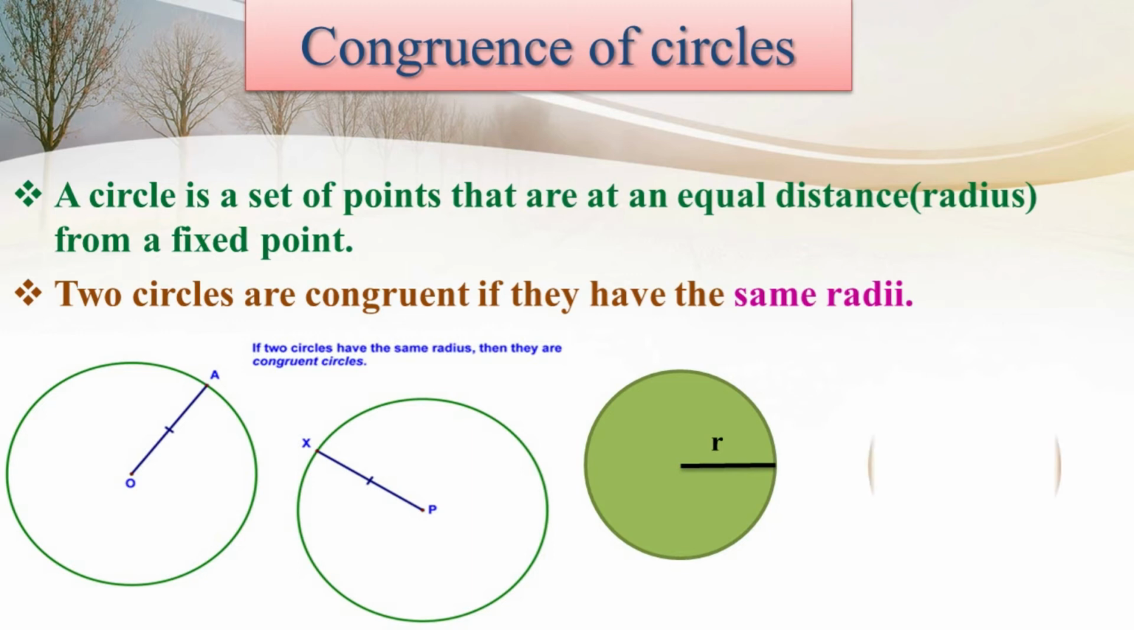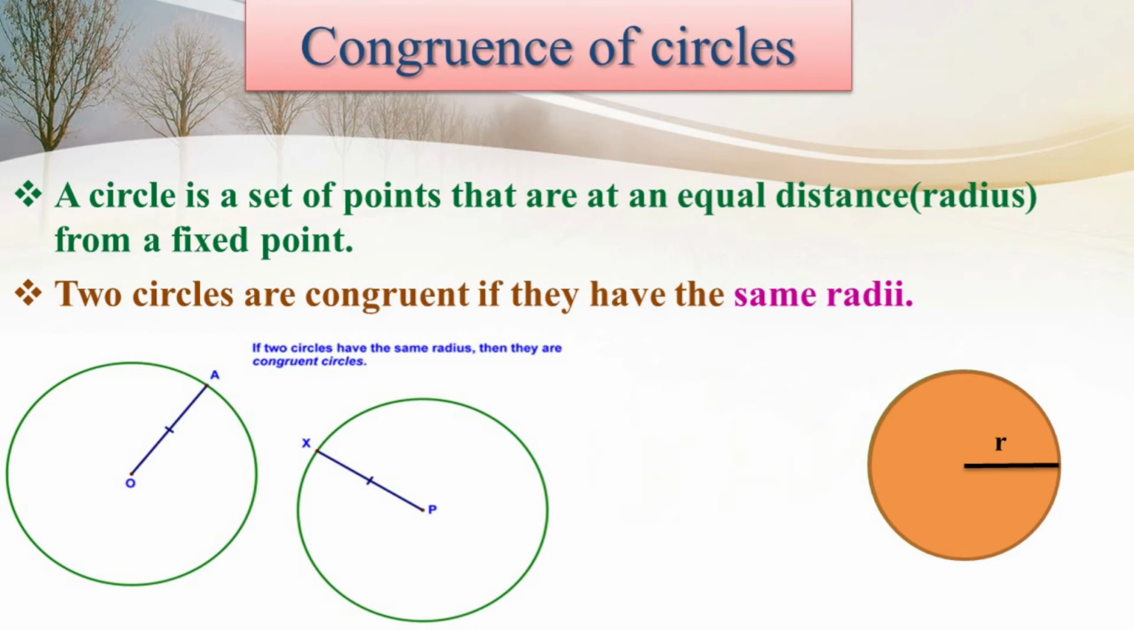Let us compare this circle with the other circle. How to compare? Yes, we know the superposition method. It exactly coincides with the other circle, and the radius of the other circle is also r.